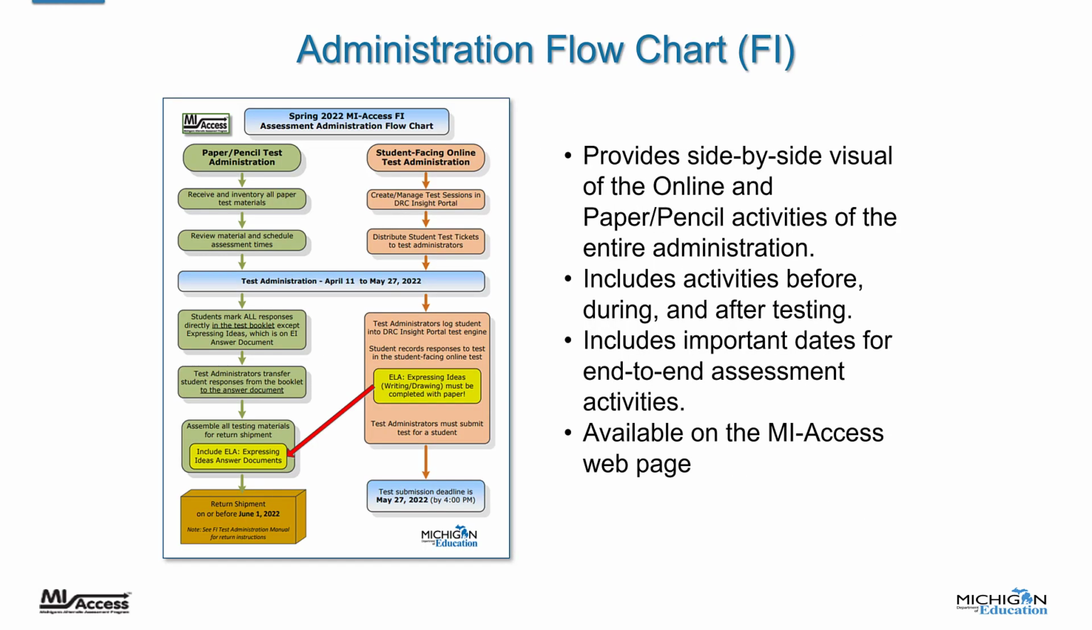This Functional Independence Administration flowchart provides a side-by-side visual of the online and the paper-pencil activities of the entire administration. It includes activities before, during, and after testing. It includes important dates for end-to-end assessment activities. This flowchart is also available on the MyAccess webpage.